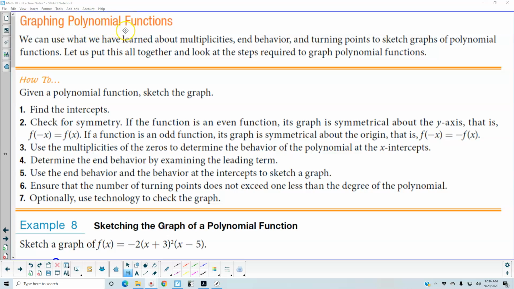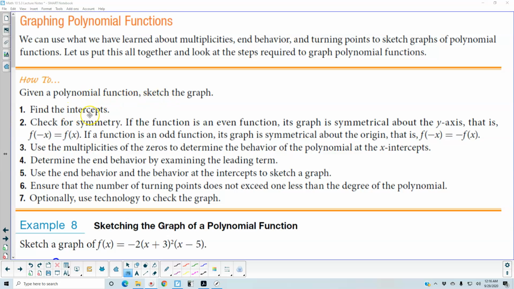Graph and polynomial functions. We can use what we have learned about multiplicities and behavior and turning points to sketch graphs of polynomial functions. Let us put this all together and look at the steps required to graph polynomial functions. Given a polynomial function, sketch the graph.